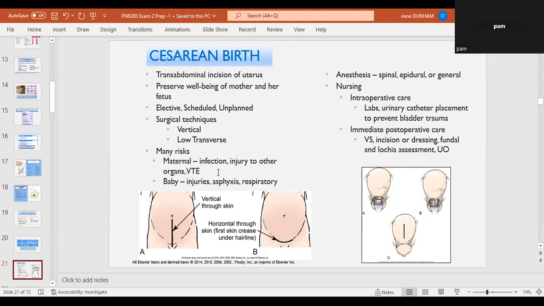That's why we put Foley catheters in before we go into surgery, to deflate the bladder. And then, of course, baby can have injuries, asphyxia, even respiratory problems. When we go in and grab the baby and bring him out, he still has a lot of fluid. We suction the baby, but they still have a lot of fluid. That's one thing about a vaginal birth: when they come down through the pelvis, they're actually pushing out a lot of fluid.